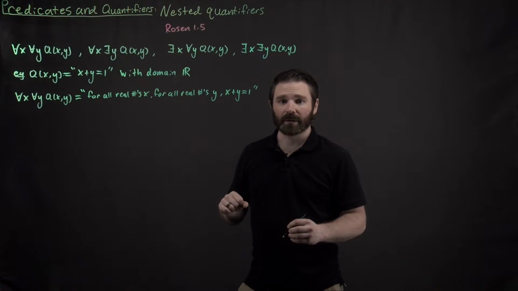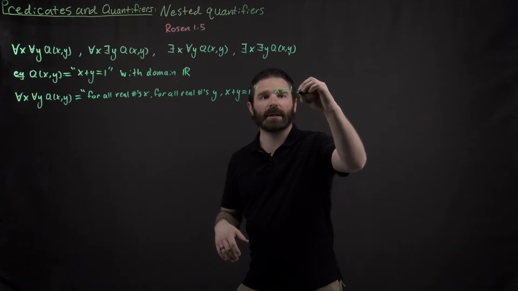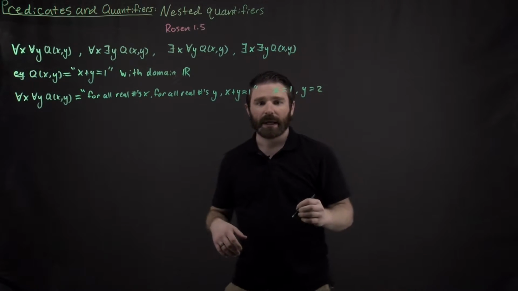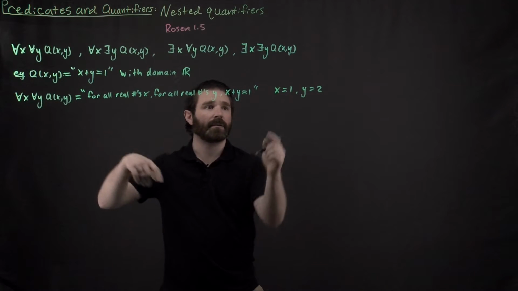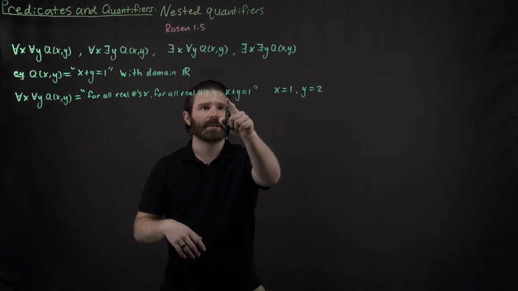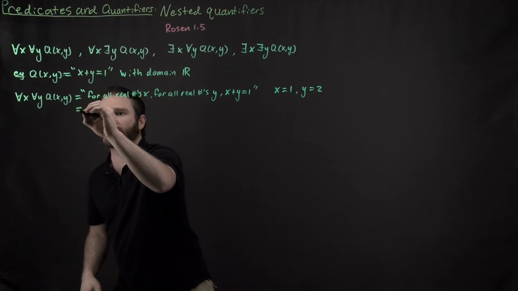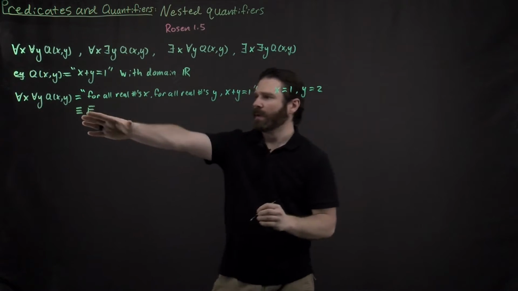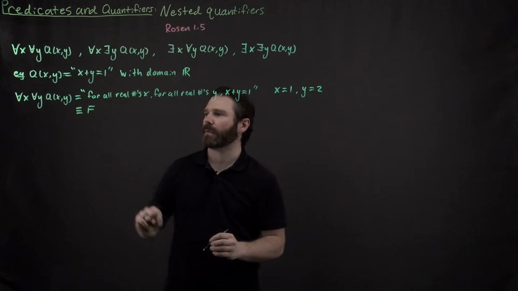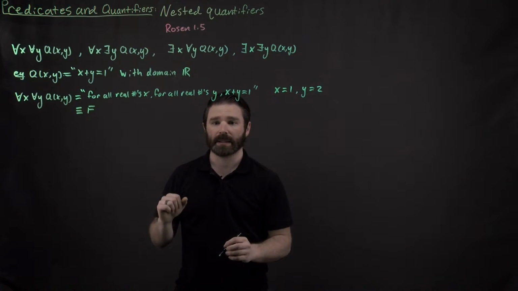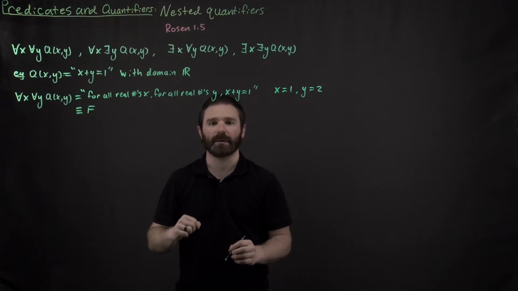So this thing is false because I have a simple counterexample. If you let x equals 1 and y equals 2, an example of a couple of variables that are in the domain, then q of 1 and 2 is going to be 2 plus 1, that's a 3. 3 does not equal 1. Sorry, that's false. So there we go. This particular nested quantifier right here, this complicated expression, is false, because it's claiming that for all x and all y's, x plus y equals 1.